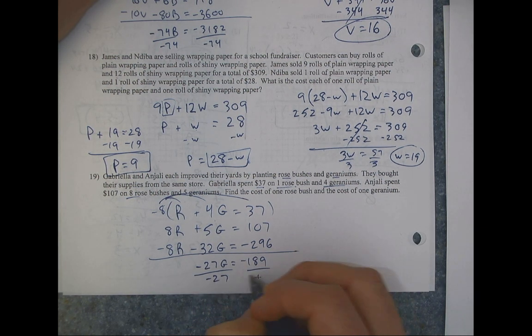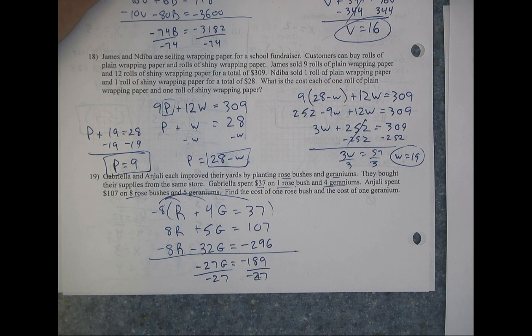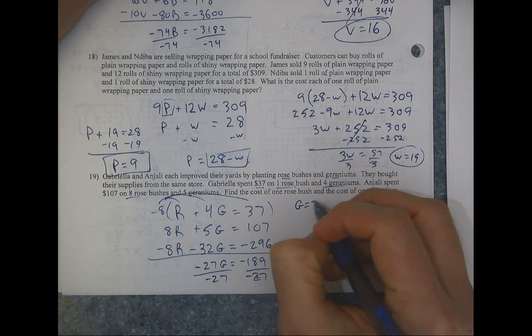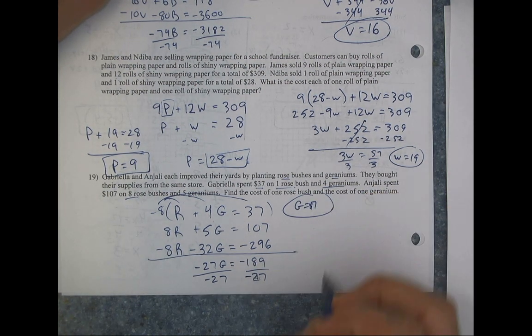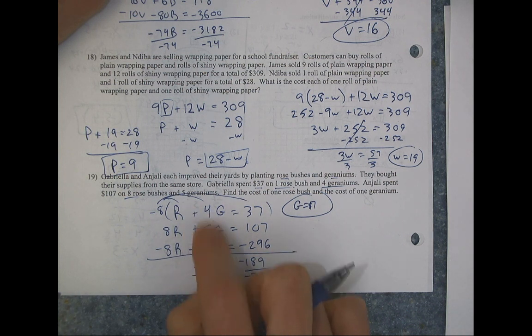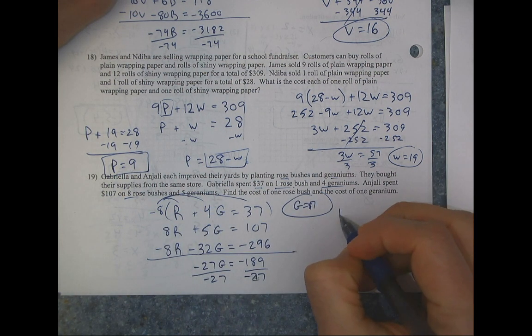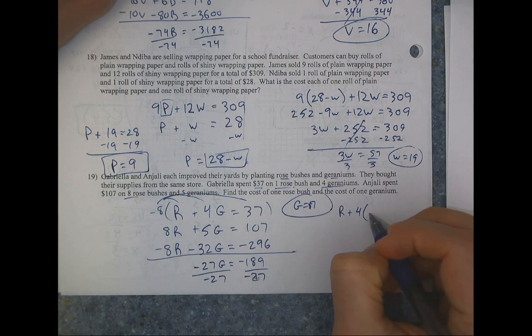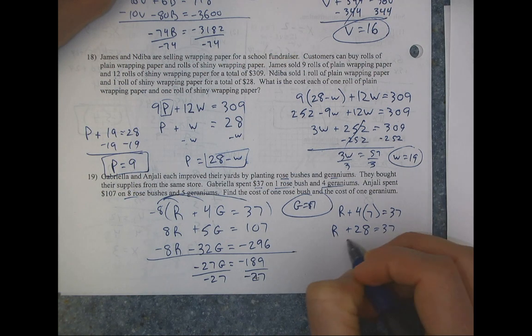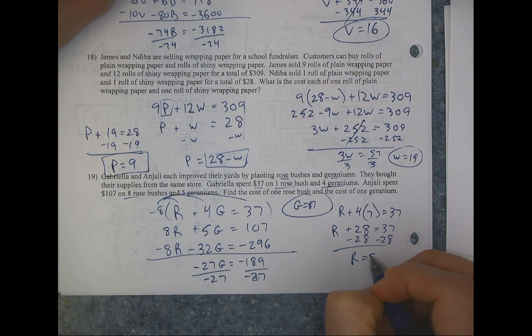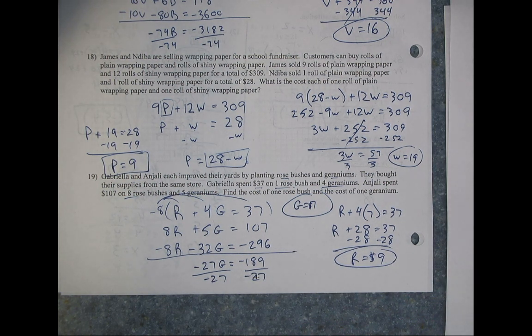Divide that by the -27, I'll get a positive 7. So G equals 7. Geraniums cost $7. And go back to either one of these equations that you want. I'm going to go back to the first one. So R plus 4 times G, which is 7, equals 37. So that's 28, minus 28, and R equals $9. So the rose bushes are $9.